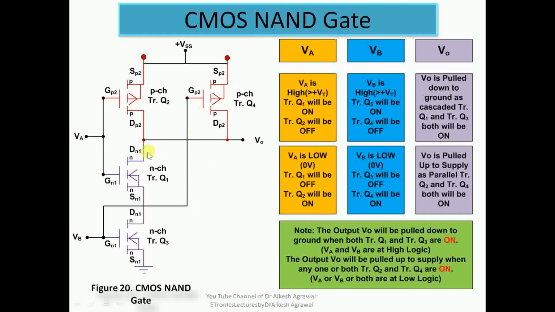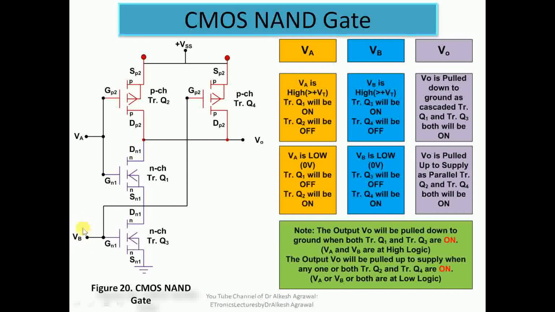Rest in all the three cases, we get a high logic output. How? When VA is at low logic, transistor Q1 will go into cutoff mode, and since Q1 and Q3 are cascaded, both these transistors will be cut off from the output.